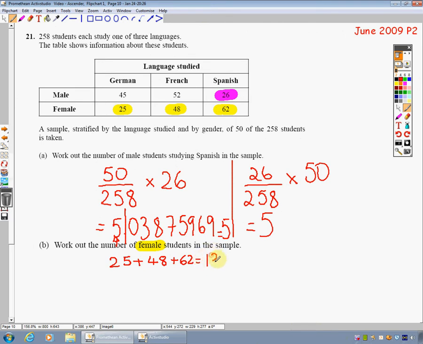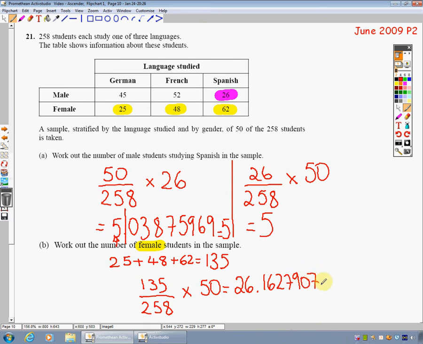So what we need to do now is exactly as we did before. So we've got 135, which is our total of girls, divided by the total amount of students, which is 258, multiplied by our sample size. So multiplied by 50. For that one then we get 26.1627907. That's on my calculator. Obviously you can't get 0.16279 of a person, so if you round that to a whole number, it's going to become 26.